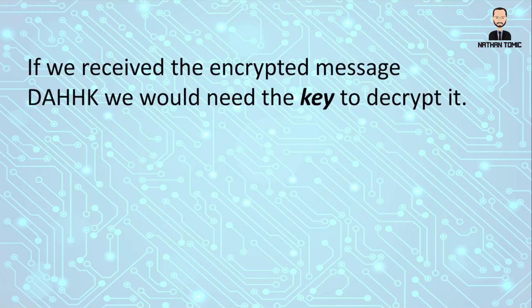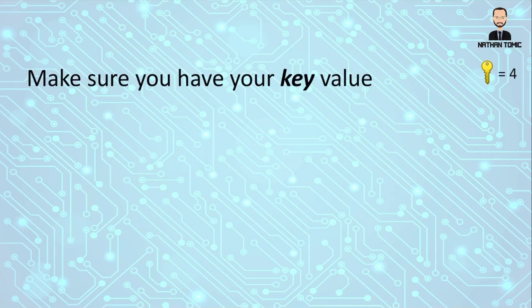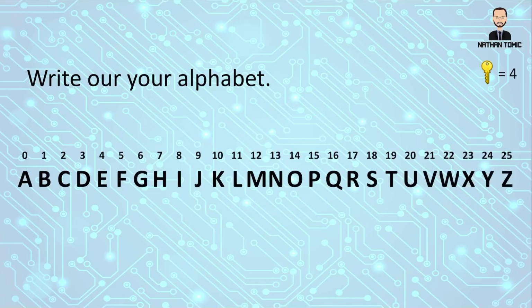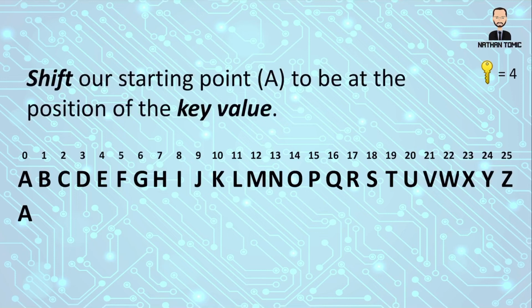So here I have that message, DAHHK, and I need to know the key. So we're going to do the same process basically in reverse. So here is our key 4, just like we had before. Okay, and now we write out our alphabet just like before. So this is our non-encrypted, so just our normal alphabet, starting at position 0 with A, position 1 with B, and so forth. We again move our A across to position 4, just like before.